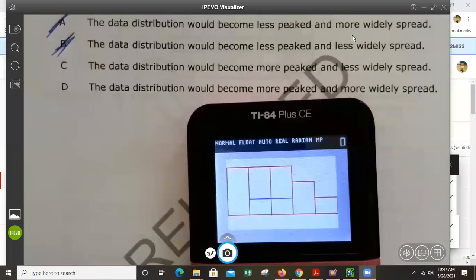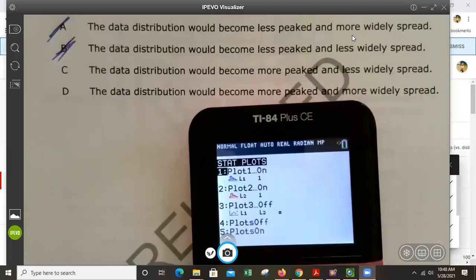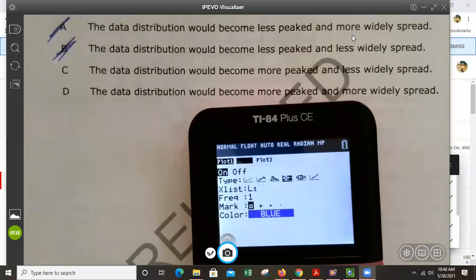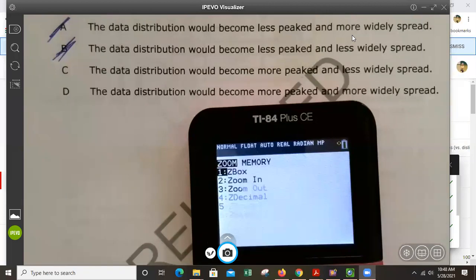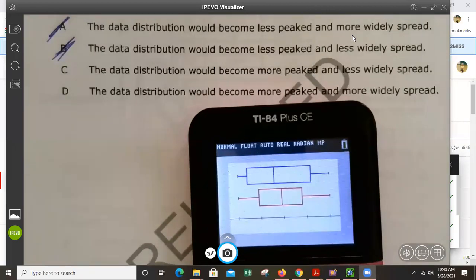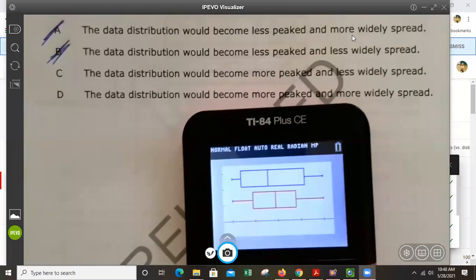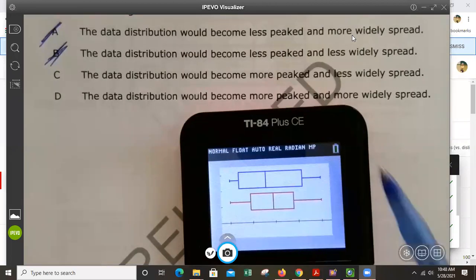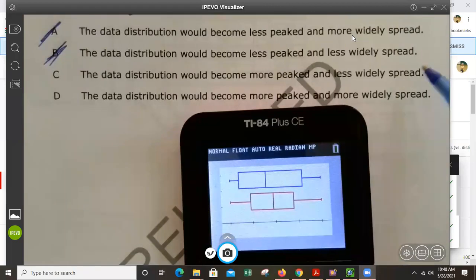If we want to check spread, if you guys are not sure about it, you can also change them to box plots. So I did that one. I did this one. Look at your middle box. Remember, your blue is your first one. Blue is the first one, red is the second one. Did it become less spread or more spread from blue to red? Less.